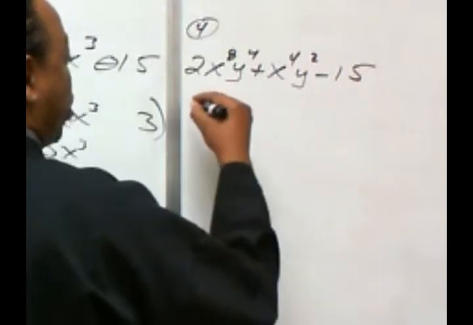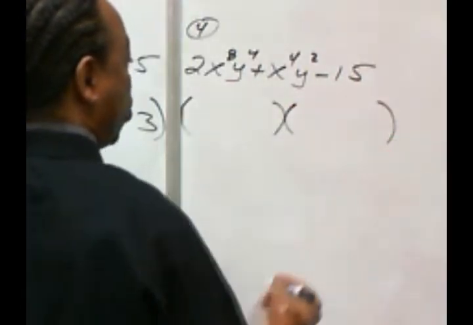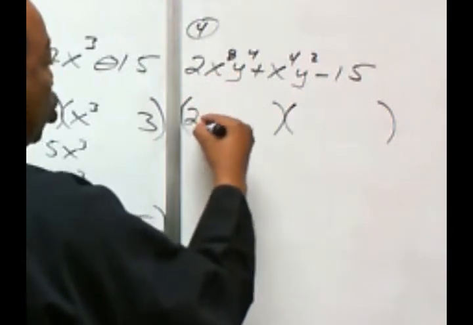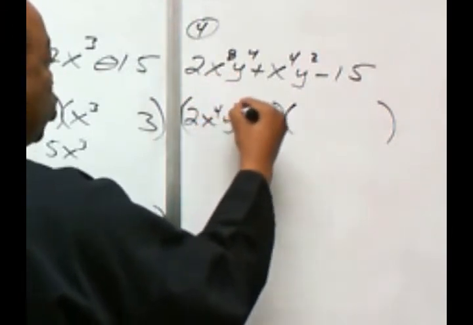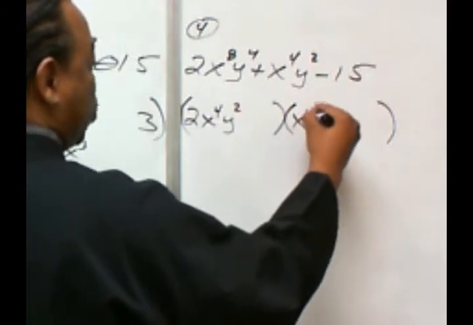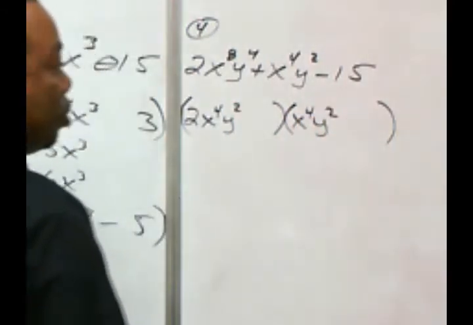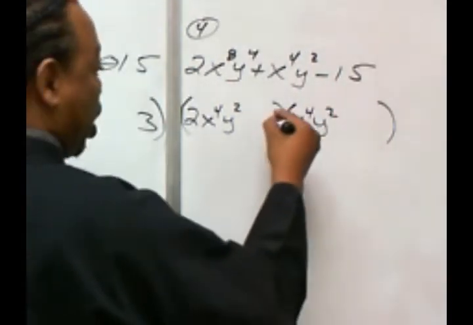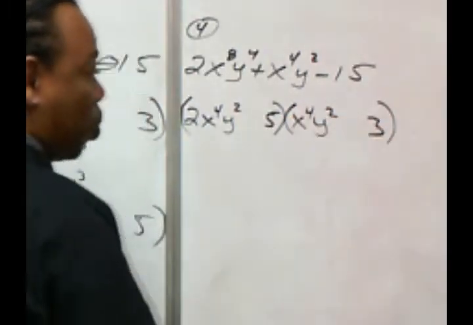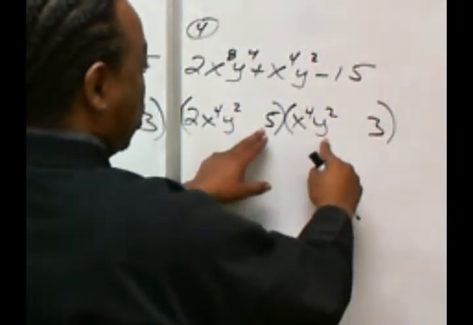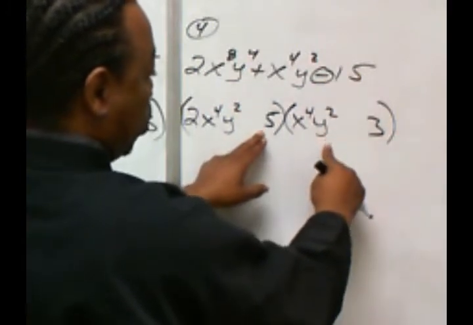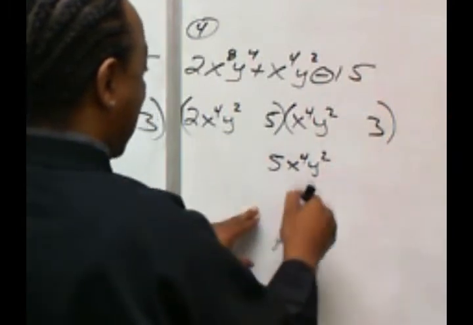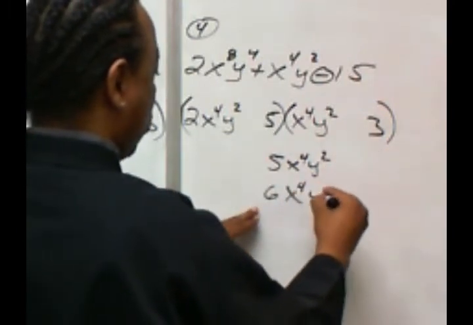We have another trinomial. We're going to factor this into two binomials. 2x to the 8th, y to the 4th, we're going to factor that into 2x to the 4th, y to the 2nd, times x to the 4th, y to the 2nd. Now, the 15, I don't know whether that's 5 times 3 or 3 times 5, but let's try 5 times 3. See if that works. Okay, and the signs will need to be different. So, inside, I get 5x to the 4th, y squared. Outside, I get 6x to the 4th, y to the 2nd.